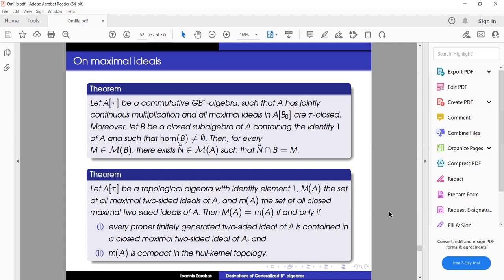And now, brief questions and brief comments, please. I have a brief question. The fact that all derivations of an algebra are inner means exactly that the first Hochschild cohomology is trivial. So the question is, do you have any results about vanishing of higher Hochschild cohomology?